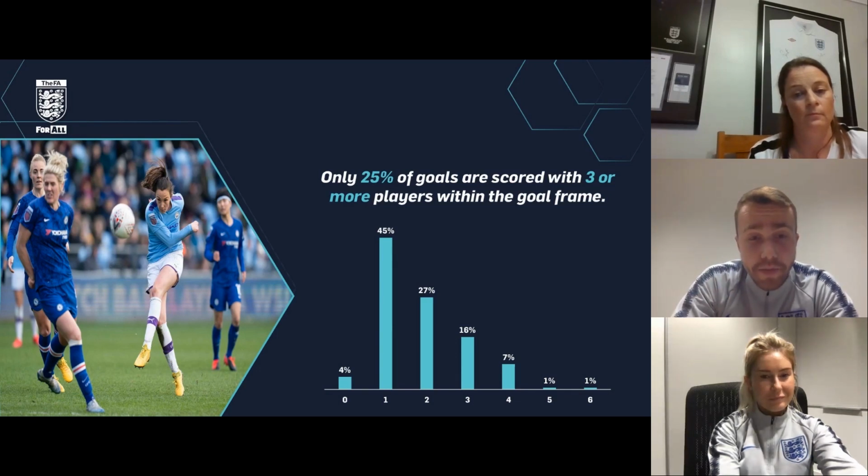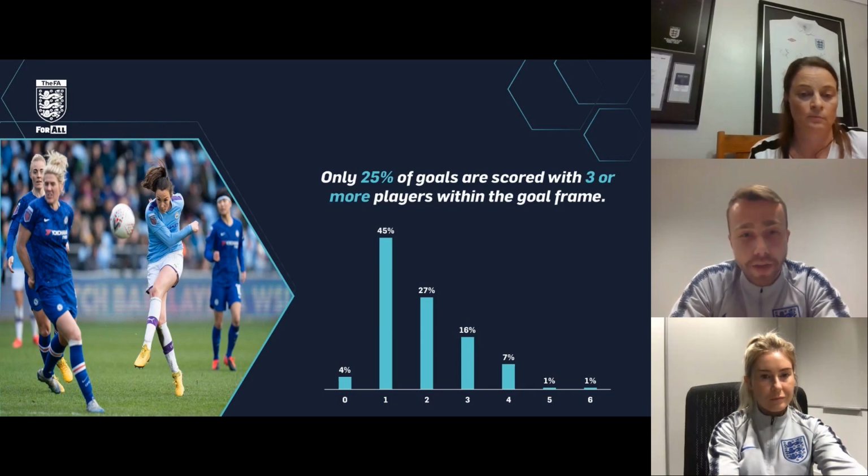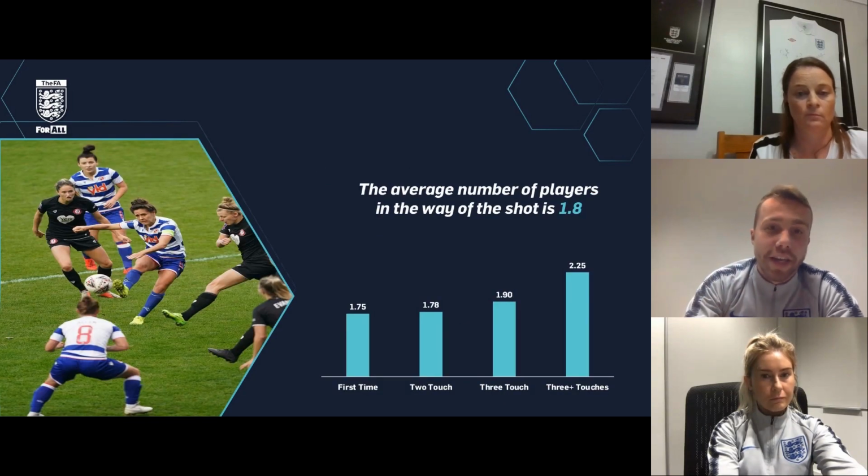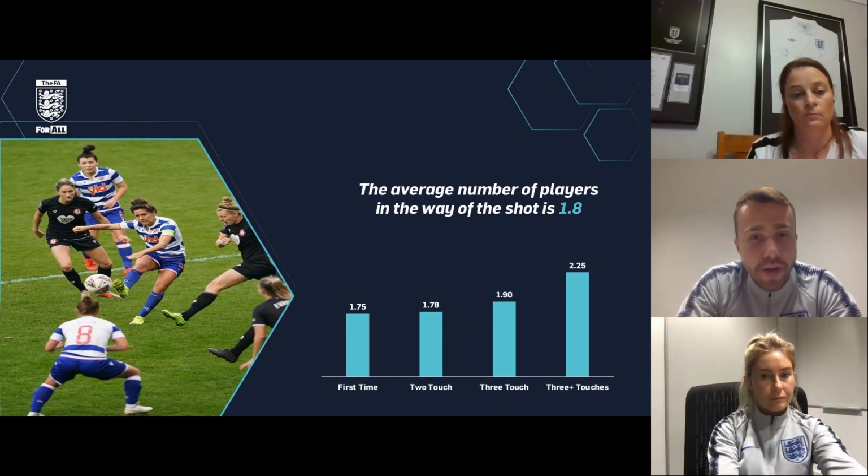So actually zero happens infrequently, because you've either rounded the keeper and you've got a clear sight of goal. One happens quite a lot. There's 84 instances, 84 goals that happen that way. And then as you build the picture up, obviously more defenders in the way, better chance of stopping the shot. So then just to take it on again, the average number of players in the way is 1.8. So we're talking around two additional players in the way.